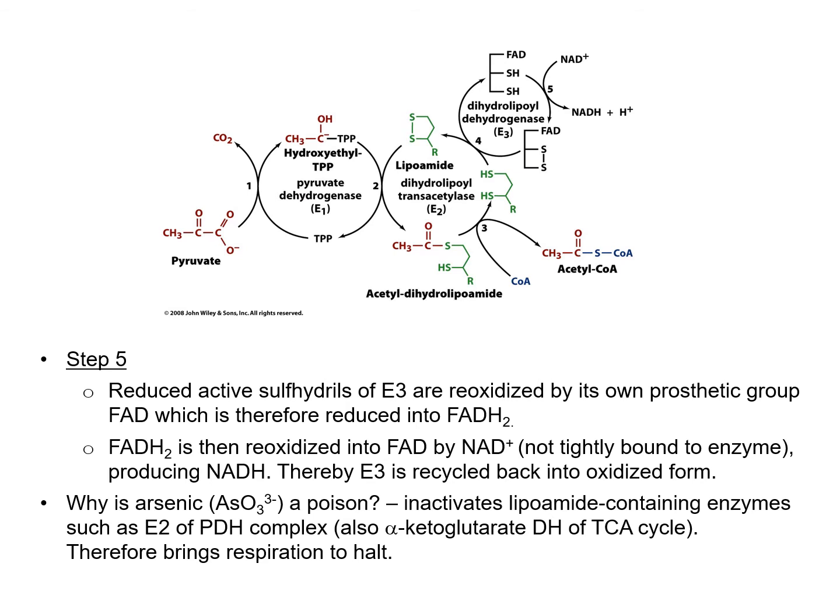And as we discussed earlier, why is arsenic a poison? We talked about the similarity of its substrate here to that of certain enzymes. And when we look at this pathway here, arsenic specifically inactivates the lipoamide-containing enzymes such as E2 of the PDH complex, as well as alpha-ketoglutarate dehydrogenase of the TCA cycle. Therefore, it brings respiration to a halt.